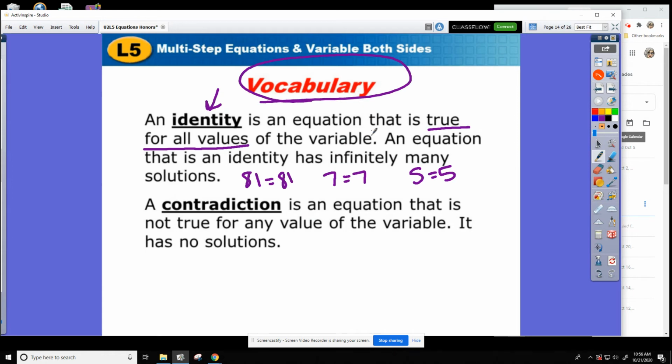So vocabulary is very important here. Contradiction is one that is not true for any value. No matter what I get in there, I'm not going to get an answer. So what we've been doing so far is finding an answer. We're getting one number as an answer for all of those equations before now. Now we're going to do some with identities and contradictions. Now contradictions, you end up with something like 3 equals 7. Is that true? No, 3 does not equal 7. Those are contradictions. Or 81 equals 0. Nope, that's not true. Okay, so those are contradictions.